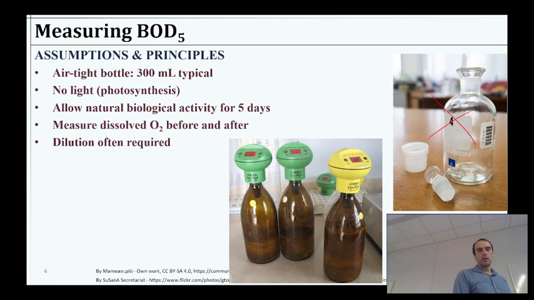A bit of a side note. How do we measure the BOD? And here I went ahead and put in BOD 5. So first of all, it's going to be 5 days of microbe growth. What we'll do is we'll take an airtight bottle, and it's quite typical to use 300 milliliters, just kind of a standard size. It's about that big, pretty easy to handle.